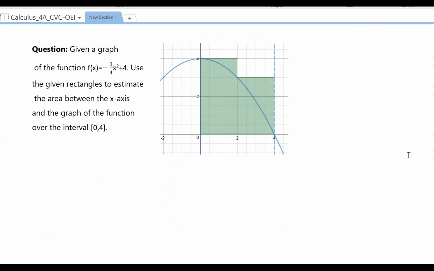So again, for convenience's sake, let's focus on this taller rectangle first. I'd like you to look at the distance, the base, the length. The length here is 2 because it goes from 0 to 2, and the width here is 0 to 4. For the second one, the length is from 2 to 4, so 4 minus 2 is 2.